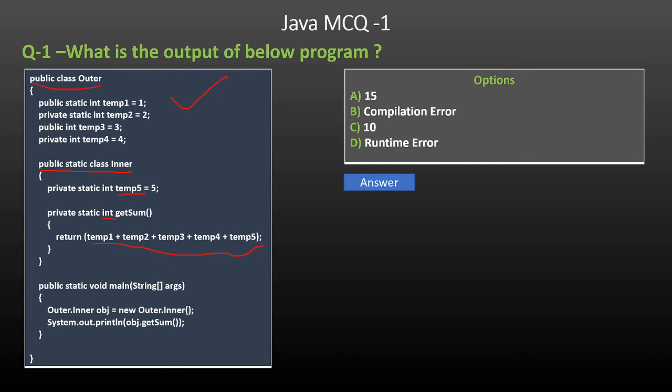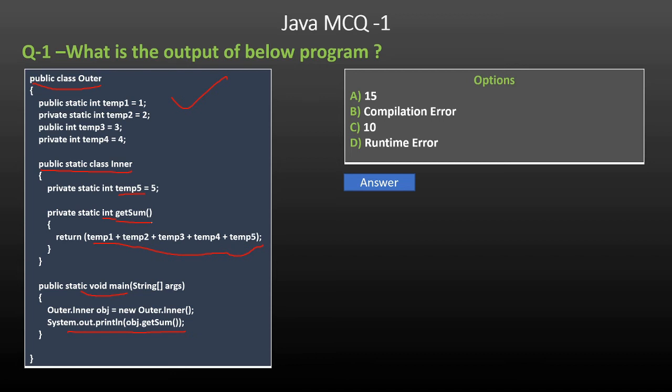In the public static void main method, it's creating an object of that inner class. As you know, how do we create an object of an inner class? It will be OuterClass.InnerClass name equals new OuterClass.InnerClass name. That way we create the object, and then we are just calling the getSum method, which will return us the sum of these.